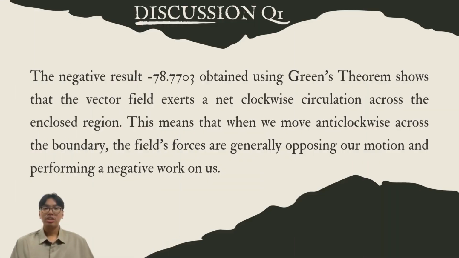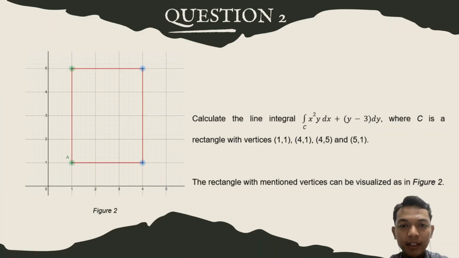Finally, let's talk about what this number actually means physically. The fact that we got a negative result tells us that the vector field exerts a net clockwise circulation across this region. Because our path of motion along the boundary was counterclockwise, the field's forces were generally pushing against us, opposing our movement. In physics terms, this means that the vector field performed negative work on an object travelling along the curve C. Then, we will move to the next question.